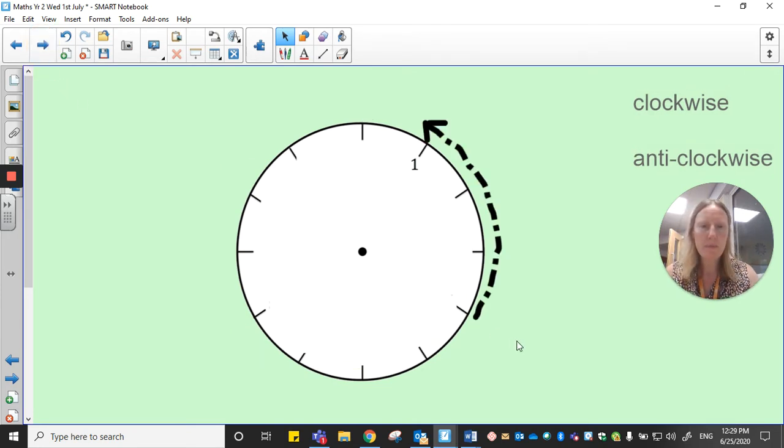And our last one, this one's starting here. And it's going that way. Again, imagine those numbers on the clock. Ooh, there's a random one to help you. So starting here, we are going anti-clockwise. Well done if you got that.